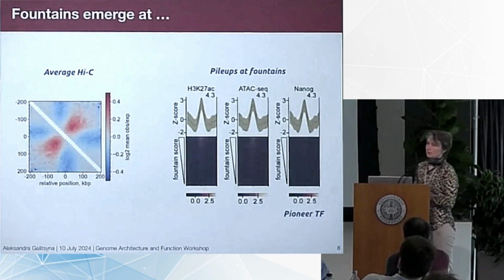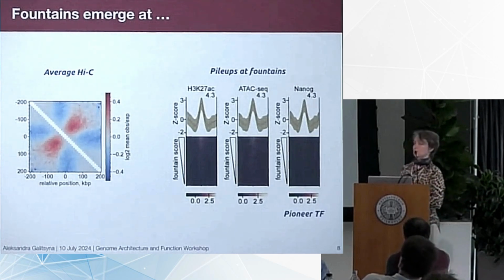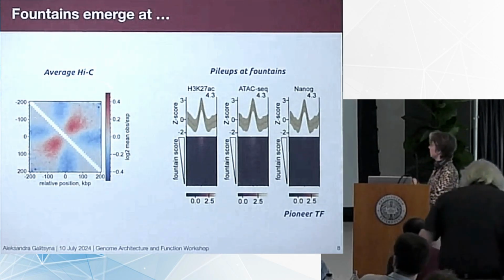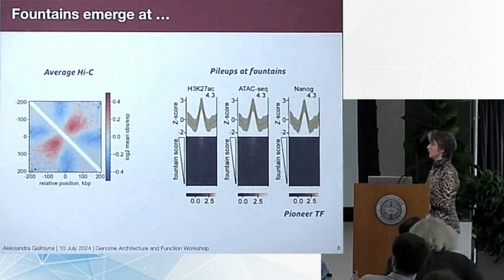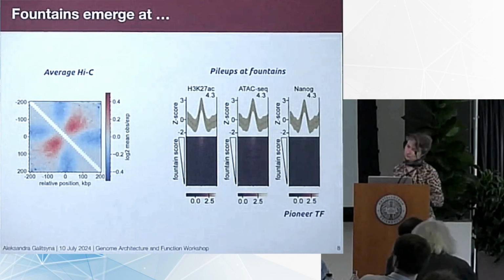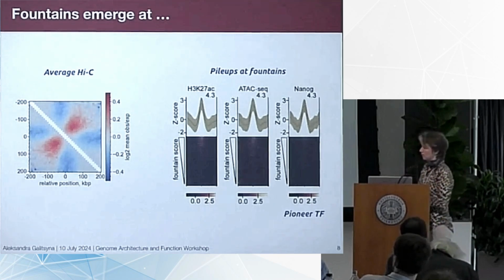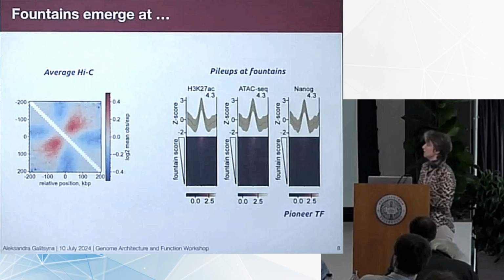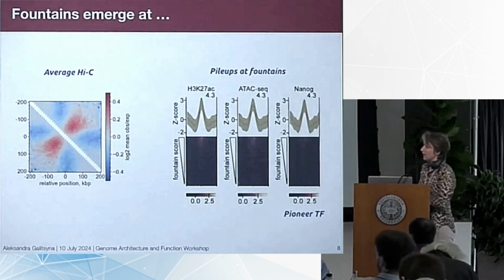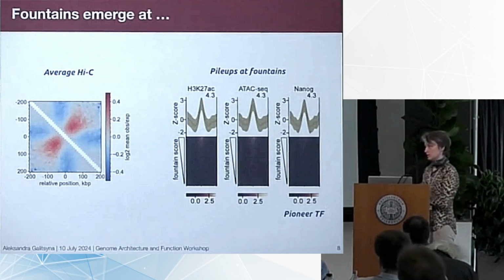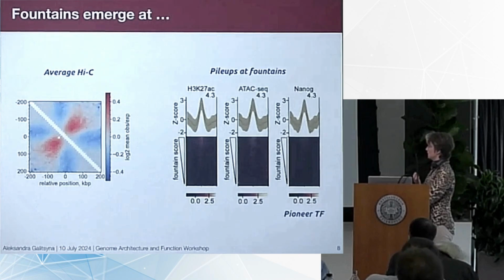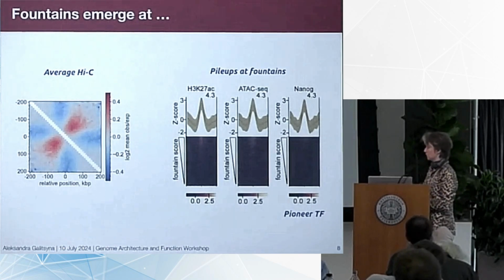So we were curious about what the structures are associated with at the level of epigenetics, and we have a nice annotation of fountains in the zebrafish genome. So we can try to figure out which chromatin factors are associated with them. If we pile all the fountains together, we can see that active chromatin marks, open chromatin, and pioneering transcription factors are all enriched at the positions of fountains. So this is actually active chromatin, here in the center of this fountain structure.